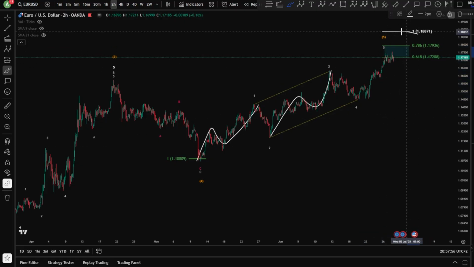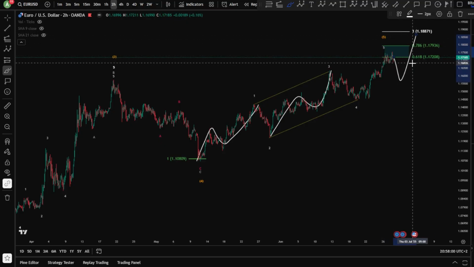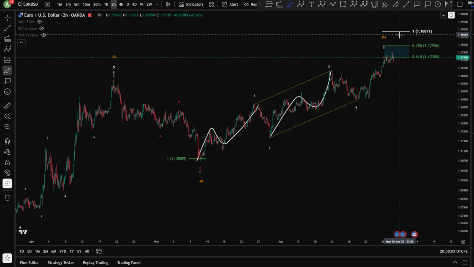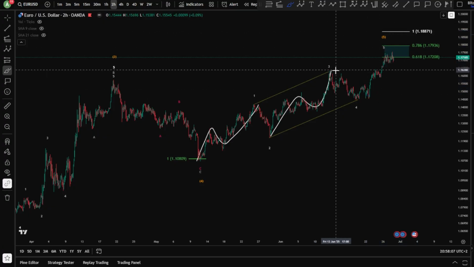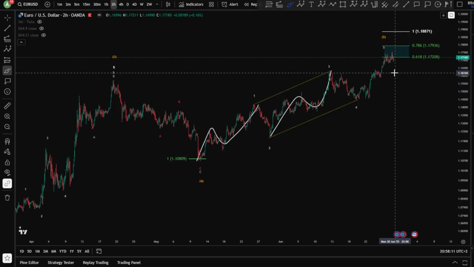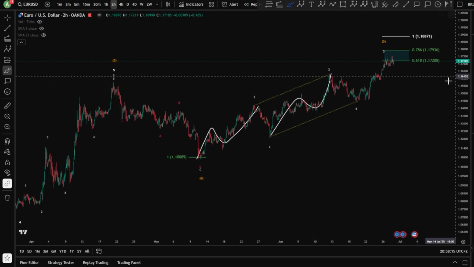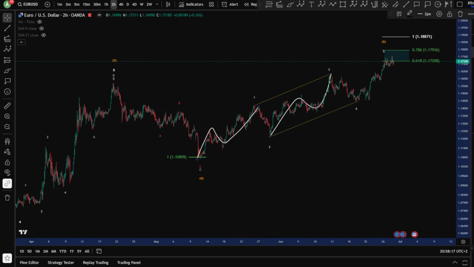You still have capacity for this wave 5 to unfold even until the 1.18. So reaching the 1-to-1 fib level, meaning that this wave 5 is longer than wave 3, only if you reach it, of course, with this price action. And that means that you have invalidated the diagonal, and you have to consider something else is unfolding here.